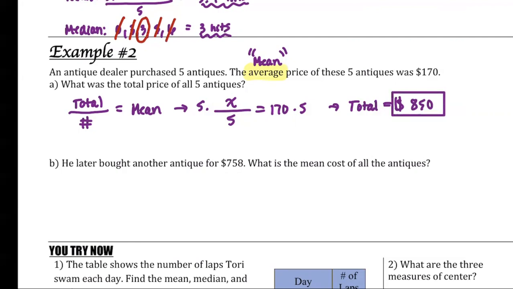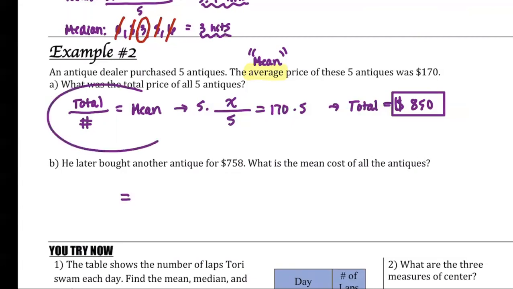Now, the downside is that we don't know what the individual prices of those 5 antiques are, but I don't actually really need to know that. I just know that the total of all 5 of the antiques was $850. Now, part B says we're going to add on to this. It says he later bought another antique for $758. What is the mean cost of all antiques?